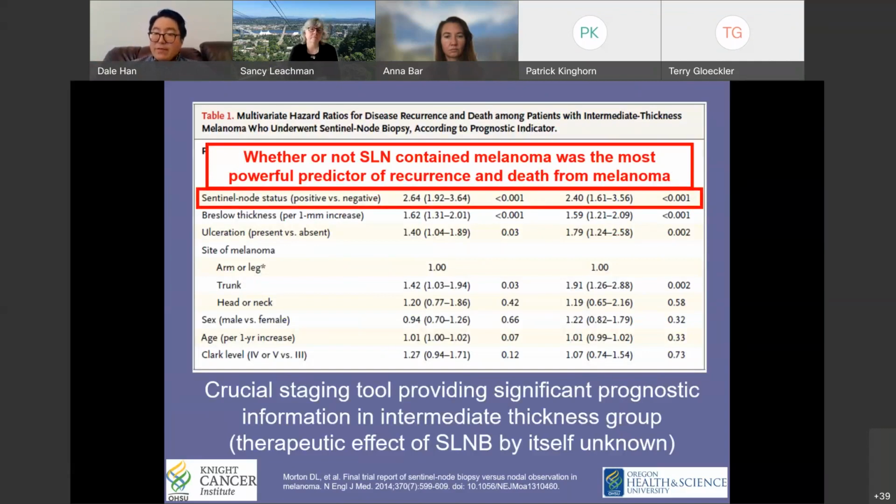So basically what we can say for sentinel node biopsy is that it is a crucial staging tool that provides significant prognostic information, although the therapeutic effect of removing these sentinel nodes, we don't quite know ultimately, although there is some kind of backwards way of looking at the data that suggests there may be actually.